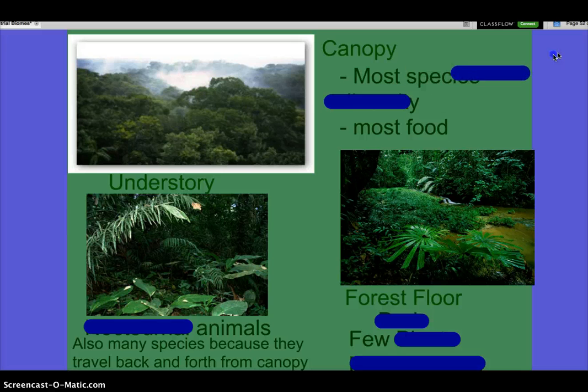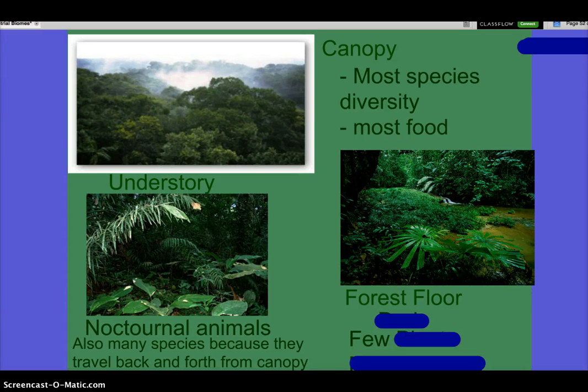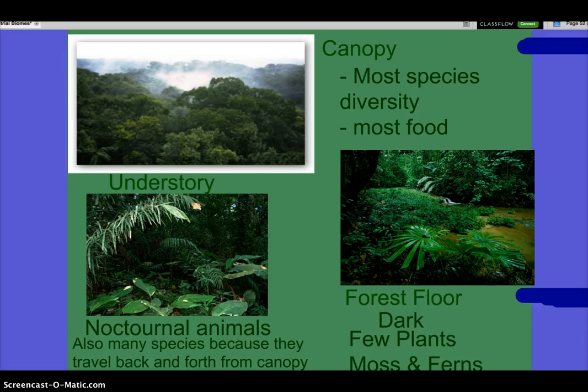The canopy is where most species are found in the rainforest, and most variety as well. So you're going to have the most diversity in that layer, and that's where you have the most food. What do you think the canopy is going to do to the rest of the forest? Make it darker, okay? So in the understory, you're going to have nocturnal animals that come out, and many species will travel back and forth to the canopy. For what reason? Food, because that's where most of the food is found. And then you've got the forest floor, which is dark with few plants and mostly mosses and ferns.